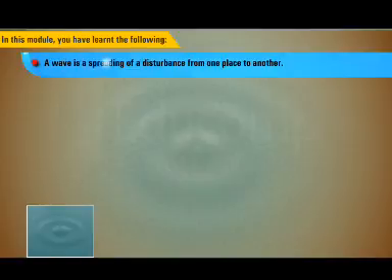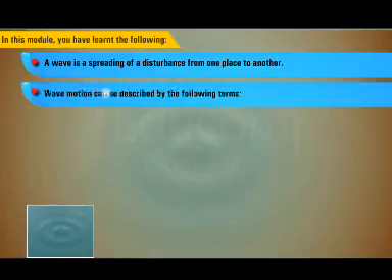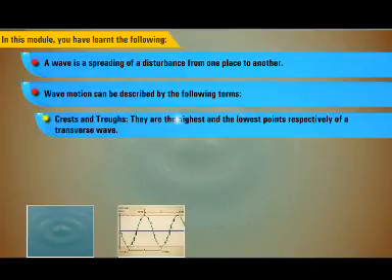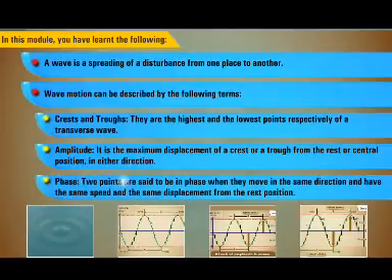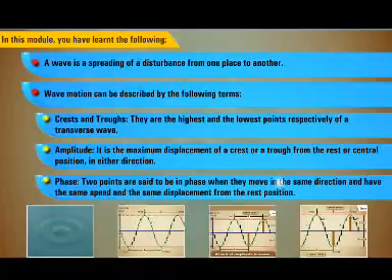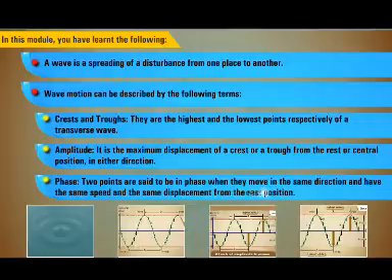In this module, you've learned the following. A wave is a spreading of a disturbance from one place to another. Wave motion can be described by the following terms. Crests and troughs. They are the highest and the lowest points, respectively, of a transverse wave. Amplitude. It is the maximum displacement of a crest or a trough from the rest or central position in either direction. Phase. 2 points are said to be in phase when they move in the same direction and have the same speed and the same displacement from the rest position.